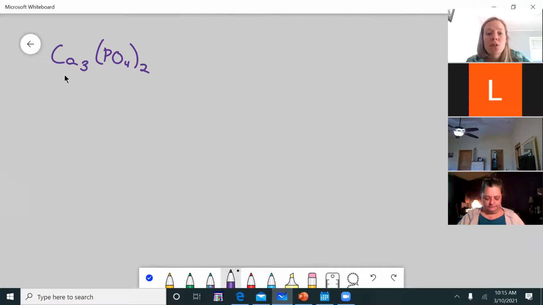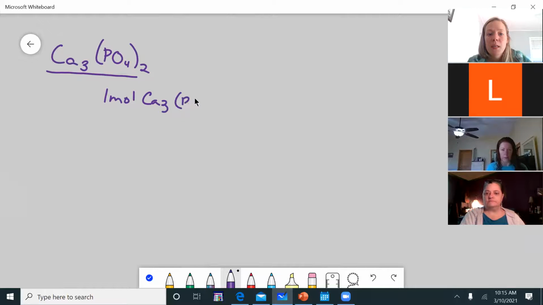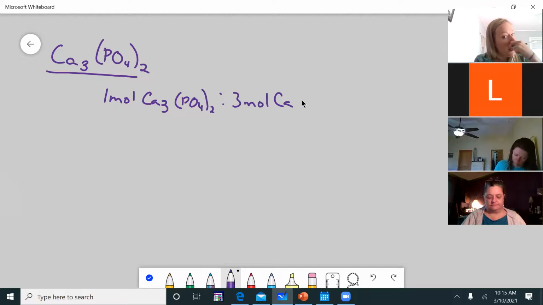Okay, so some of the relationships here are if you have 1 mole of the compound, and usually when you're doing these relationships, you assume that you have 1 mole of the compound. So 1 mole of Ca3(PO4)2. How much calcium is in 1 mole of this? It should be 3 moles of calcium. So that's a relationship between moles of the compound and moles of calcium. I could actually hop between those two really easily.